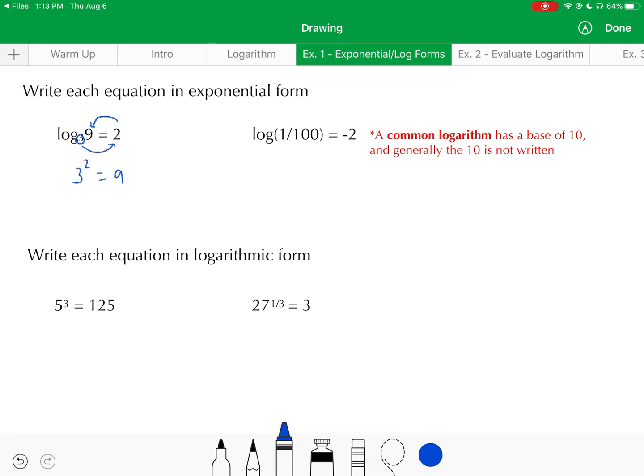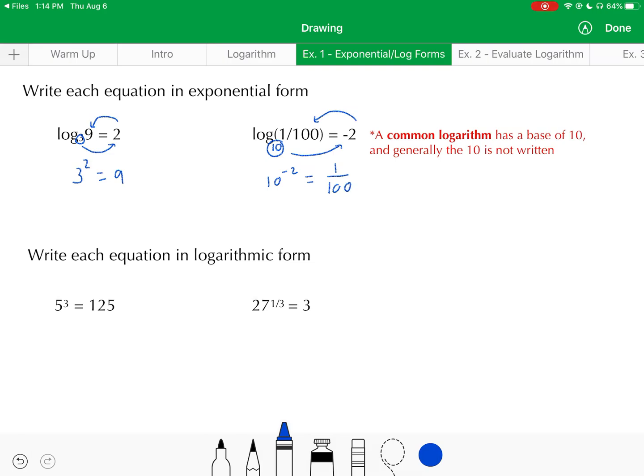All right, then we have log of 1/100th equals -2. First thing I want you to notice here is that that logarithm does not have a base written for it. So this is actually understood to be a common logarithm, which has a base of 10. And these are logarithms where you don't write that base. It's just understood that there's technically a 10 here, okay? So to put this in exponential form, I take that base of 10, I raise it to the power of -2, and then that equals the argument of 1/100th.